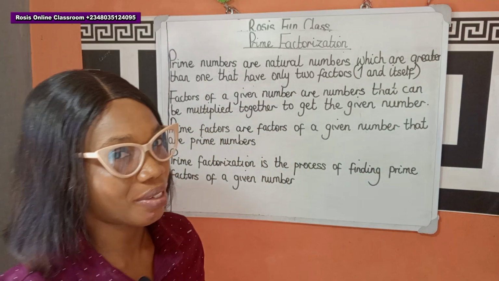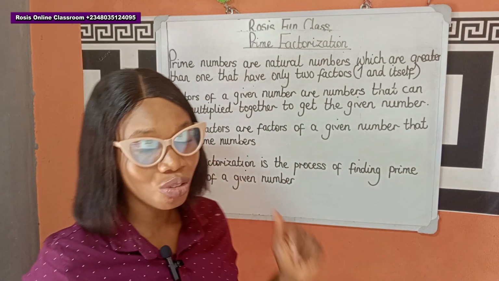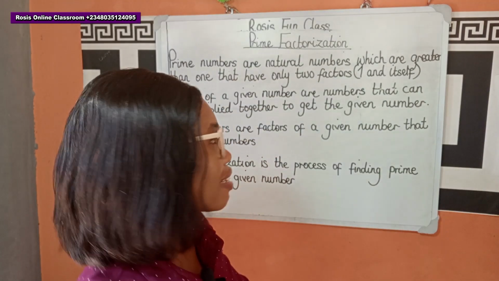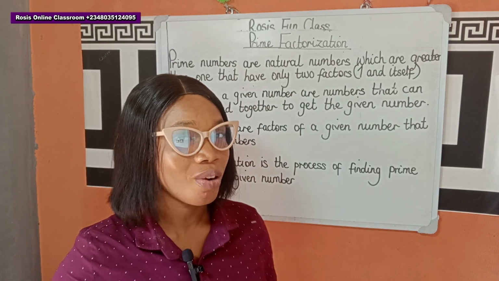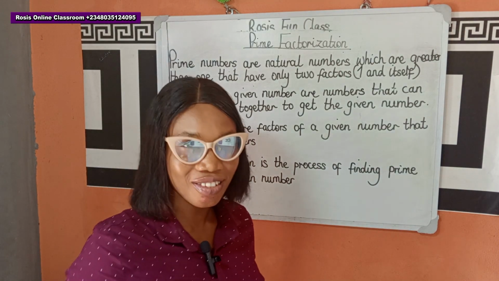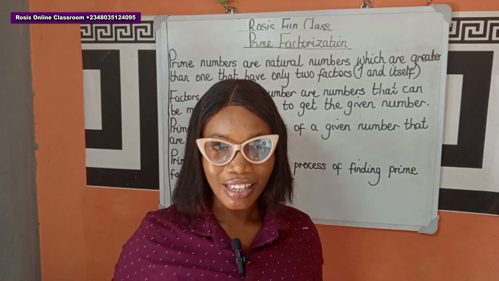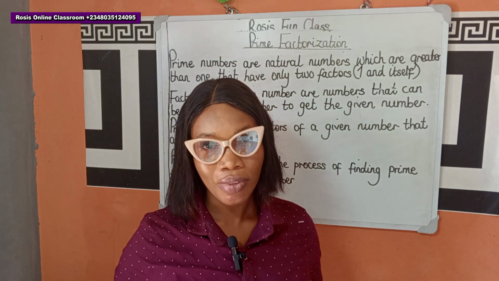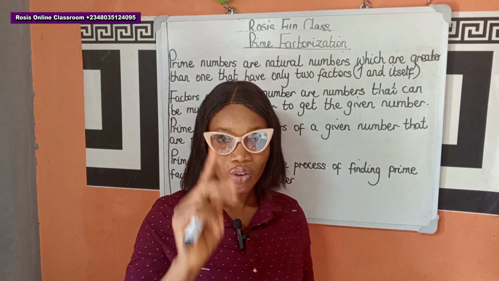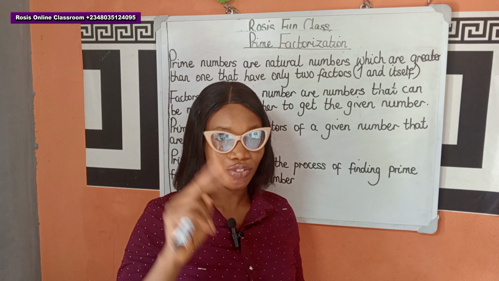What are prime numbers? Prime numbers are natural numbers which are greater than 1 that have only two factors, 1 and itself. That is to say, if I say that 2 is a prime number, it means that 2 has only two factors, which is 1 and itself.